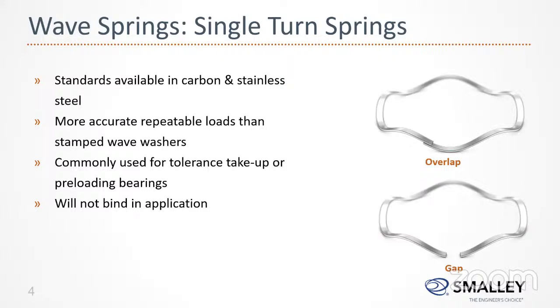Wave springs are available in a single turn also. It is called the overlap type and gap type. This is mainly used in bearing preloading and as a tolerance checker. For example, in automotive engines, gearboxes, or differential systems, during assembly we use shims to take care of the gaps. That can be replaced with a better wave spring, so that it provides a cushioning effect and very good performance and longer life for the parts.